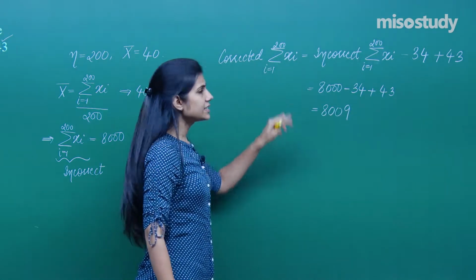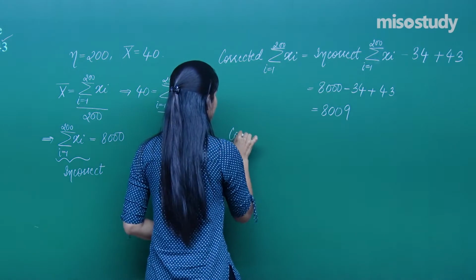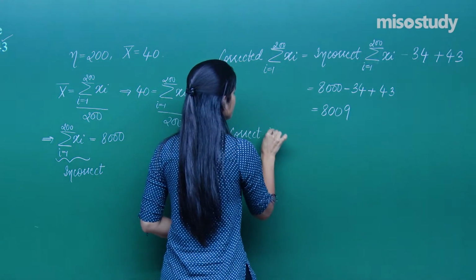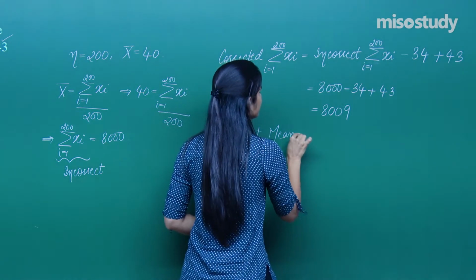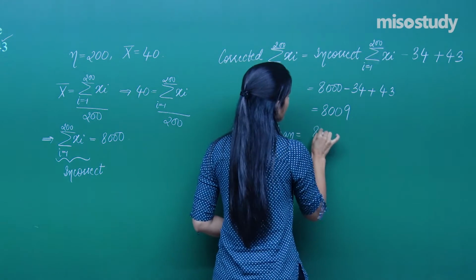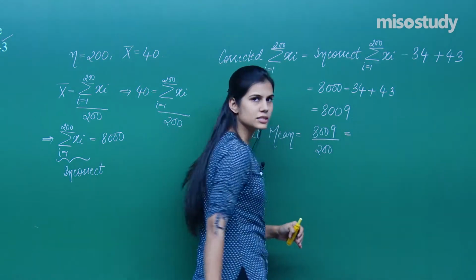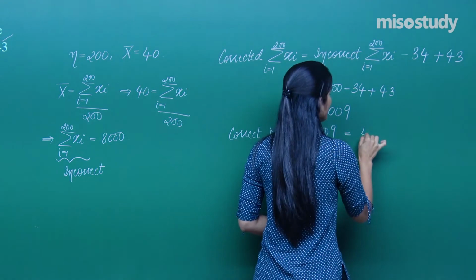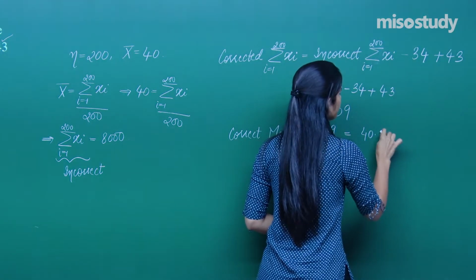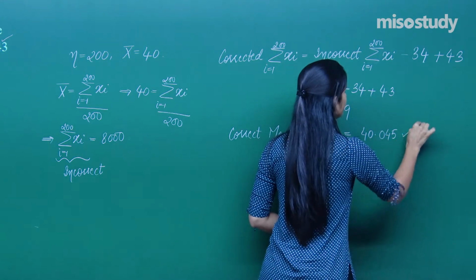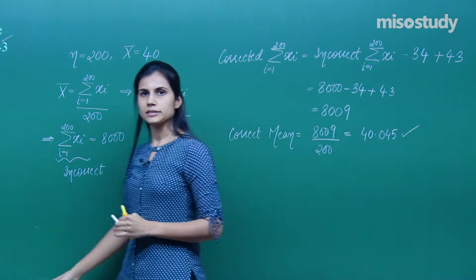If this is the correct summation, then correct mean is equal to correct sum of observations upon total number of observations. Right? Formula is the same. This is 8009 upon 200, which is 40.045. That is your very answer.